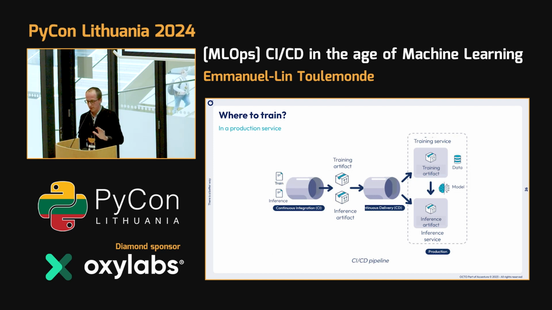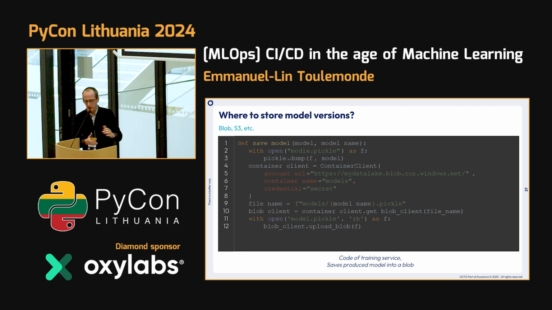Okay, but right now I'm scaling, so nice. I have a huge thing. Where do I store my model version? Well, my proposition is to use S3 or Blob or any storage that exists, a simple storage.